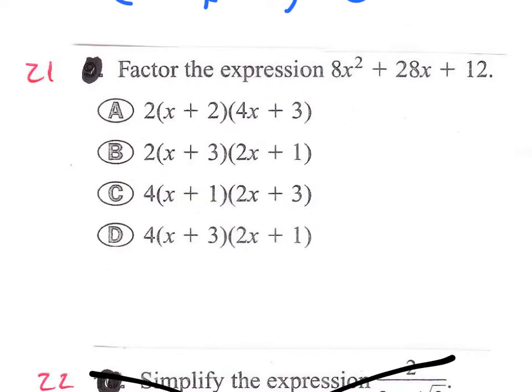On number 21, again, you have to factor. The difference here is that there is a common number that needs to be pulled out of 8, 28, and 12. And then factor it so you're going to get a set looking like that. So you figure out which one of these would be your common term, your greatest common factor, and then make your ACB chart and factor it out from there.